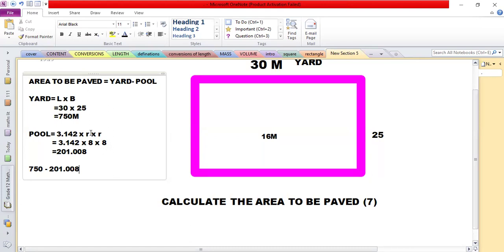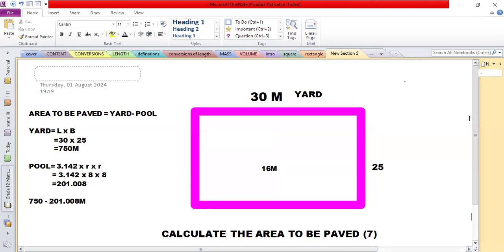548,992. Tapelo says their final answer is 548,992 meters squared. Class, do you now understand this thing of paving, painting, or whatever? Do you understand it? Please tell me if you understand it. I can see your answers. If I was to give you a question now and show you a wall which needs to be painted, could you be able to paint the wall? Do you understand it now?